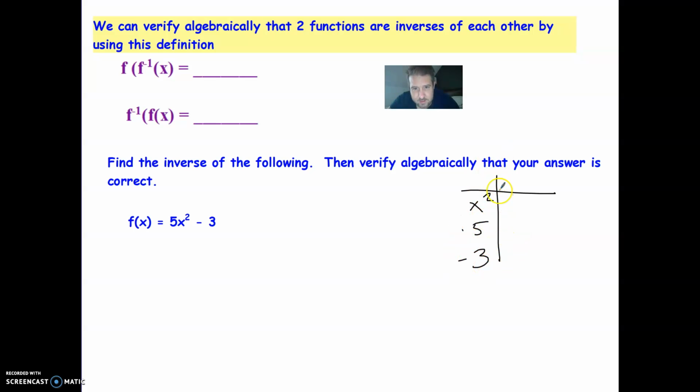So the same operations done backwards, and the opposite operations would be plus 3, and then divide by 5, and then square root. So then that basically tells us the inverse, because this was 5x squared minus 3. The inverse is x plus 3 divided by 5 and the square root of that. Okay, so that's the answer that we learned how to do in Algebra 2. So let's find algebraically whether or not that is correct.